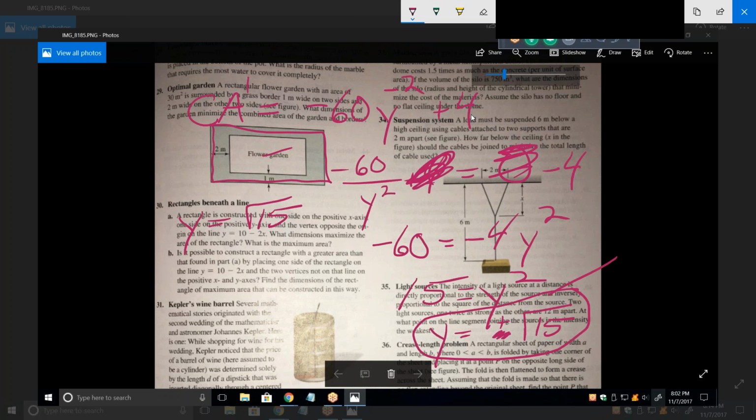Would you find inflection points? No. We take the second derivative.